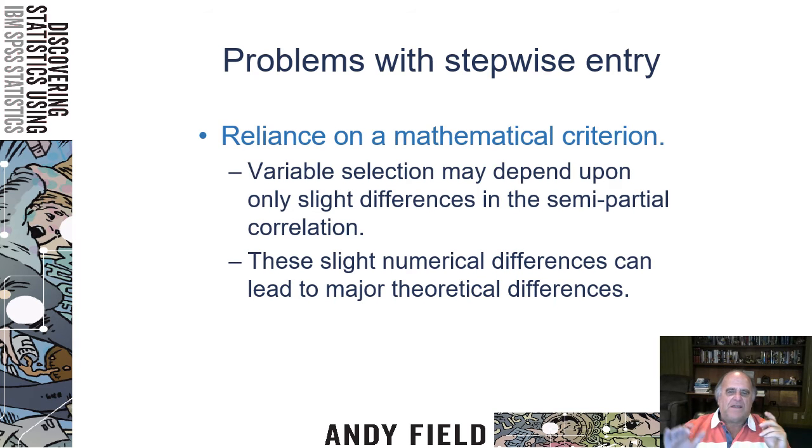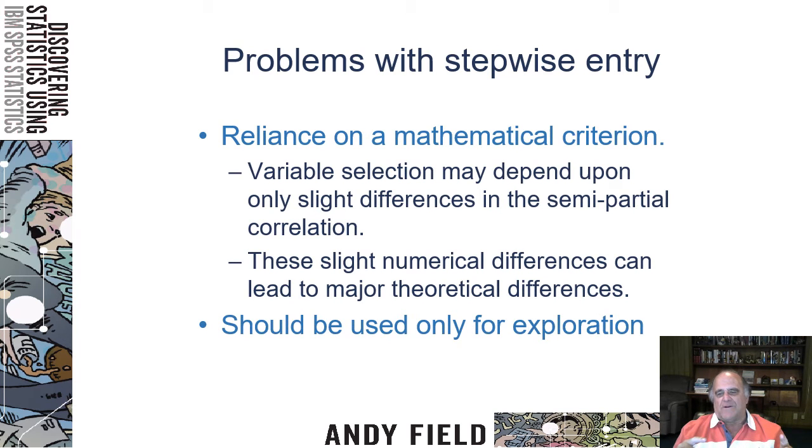Of course, then it would go backwards. It would take a look to see if either one of those variables would need to be removed. Then the next step, it would enter the next best semi-partial correlation, controlling for the first 2 variables. After it enters that, it would then look to see if any of the 3 variables it's already entered need to be removed.